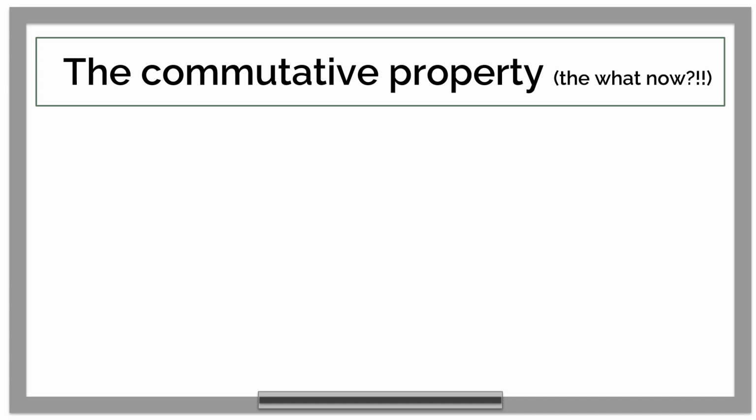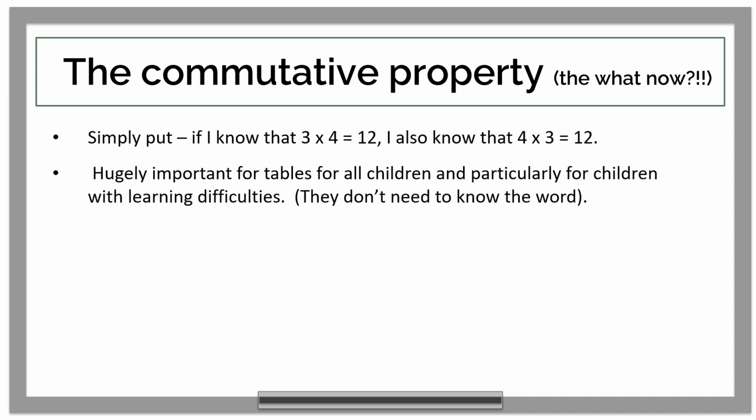So let's have a look at the commutative property. The what now? Simply put, if I know that 3 multiplied by 4 is 12, I also know that 4 multiplied by 3 is 12. This is hugely important for tables for all children, and particularly for children with learning difficulties.